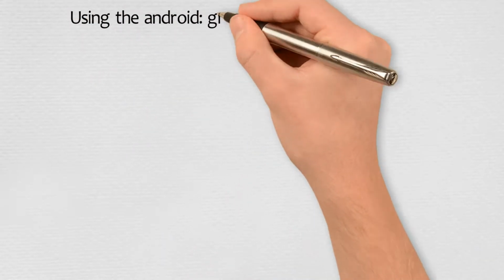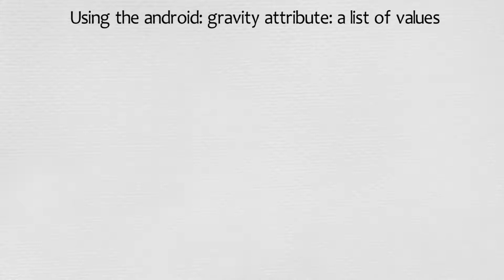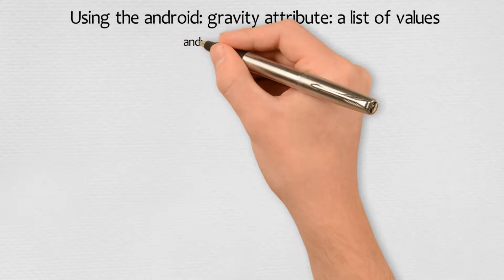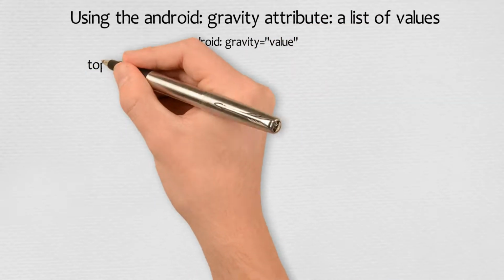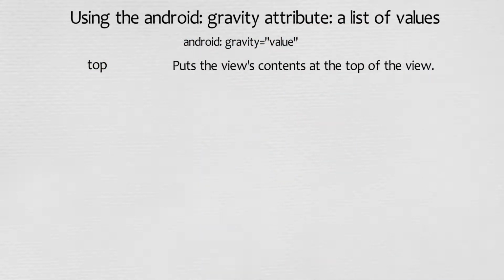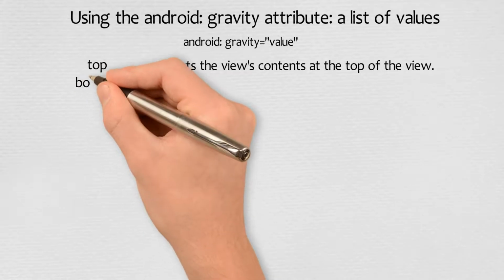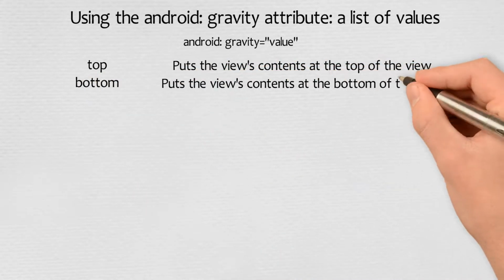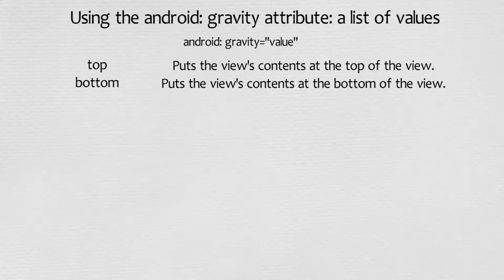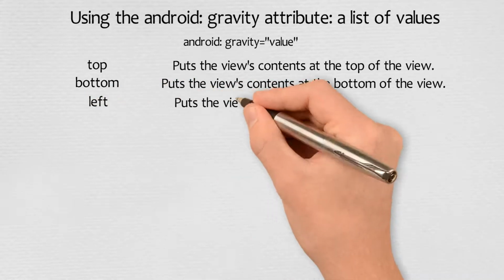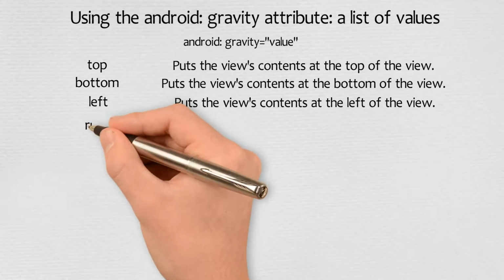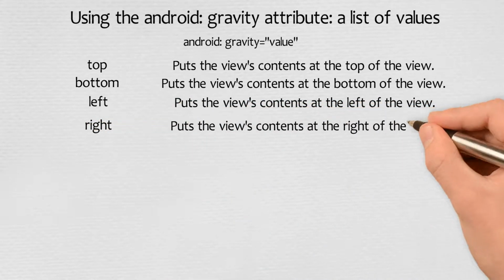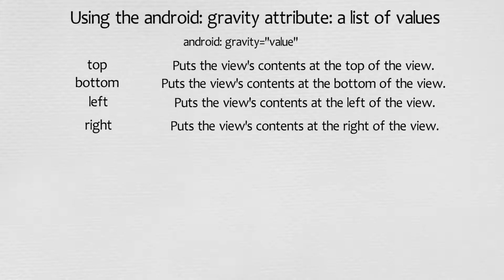Here are some more of the values you can use with the Android Gravity attribute. Add the attribute to your view and set its value to one of the values below. android:gravity equals value. Top puts the view's contents at the top of the view. Bottom puts the view's contents at the bottom of the view. Left puts the view's contents at the left of the view. Right puts the view's contents at the right of the view.